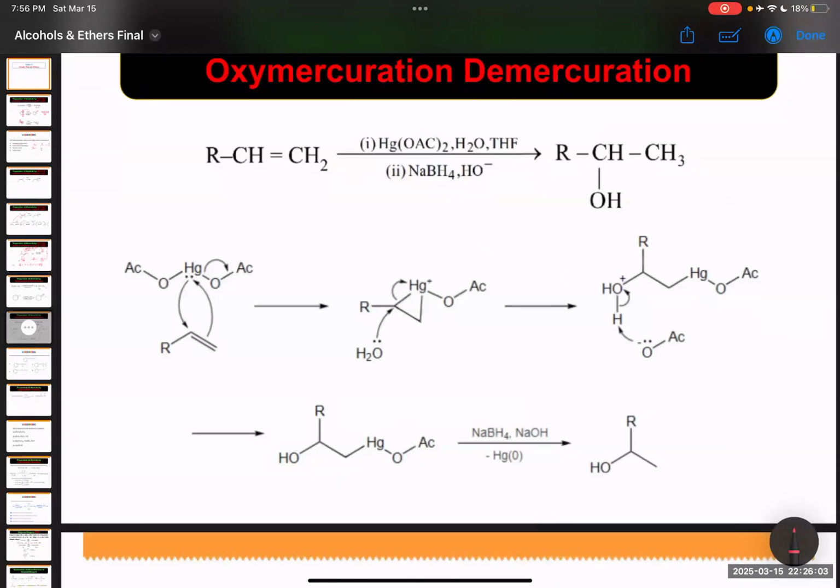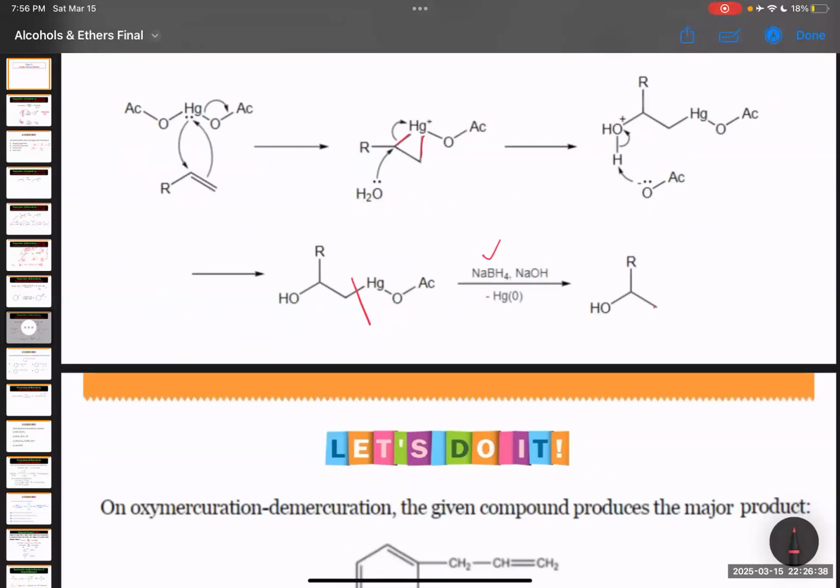Why the shifting doesn't occur? The reason is very simple, because you have a cyclic mercurinium ion as the intermediate. And because of this cyclic mercurinium ion, the shifting doesn't occur. The cation gets the electron from the mercury, so it doesn't want to shift here and there. So this mercury stops the shifting of carbocation, right? And then you add OH and all. And with NaBH4 you remove mercury also. So ultimately you have just water being added, OH being attached to the more branched side but without shifting.